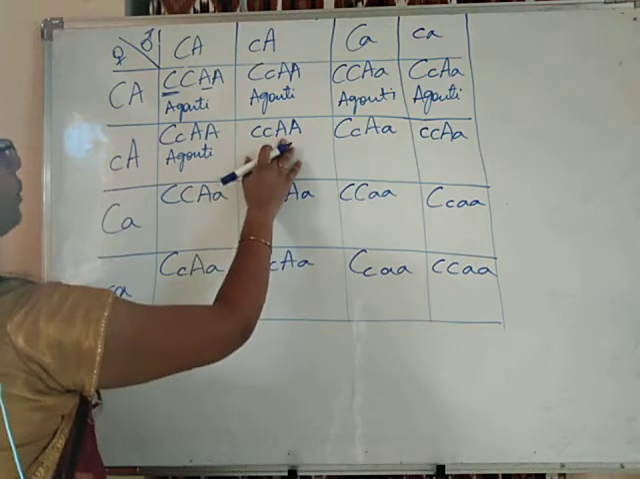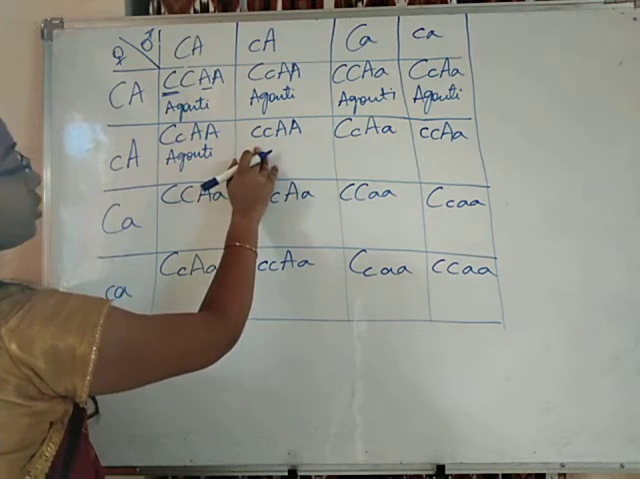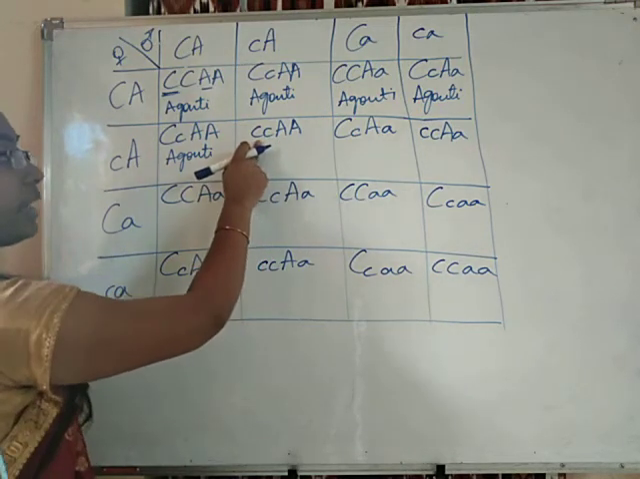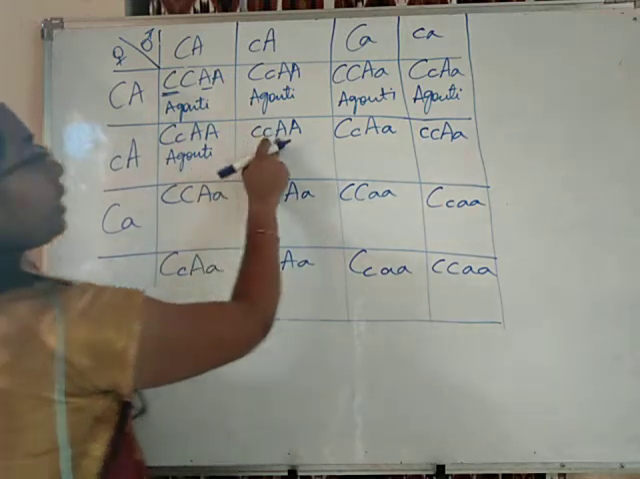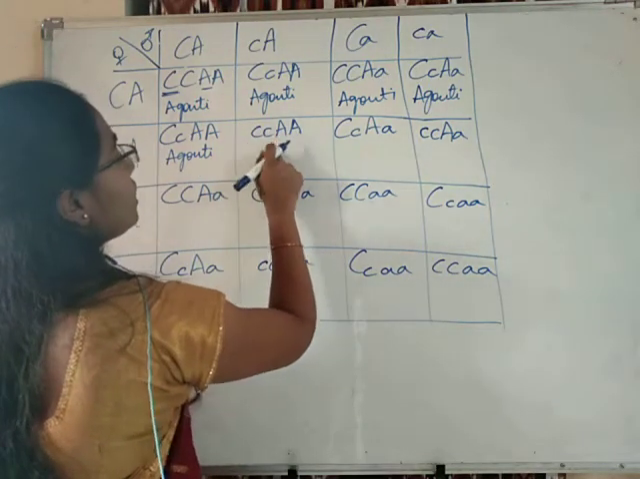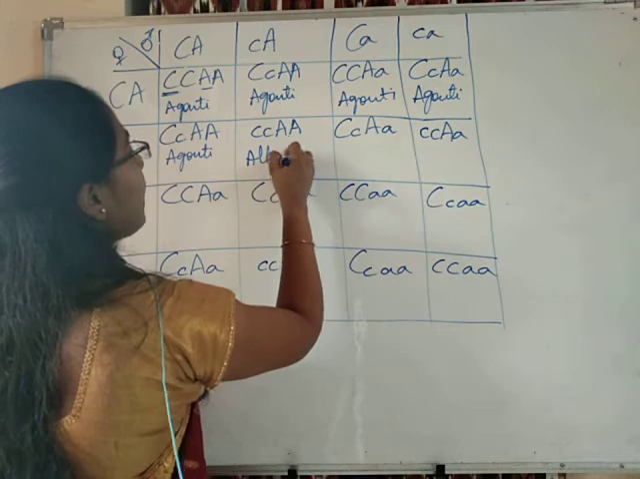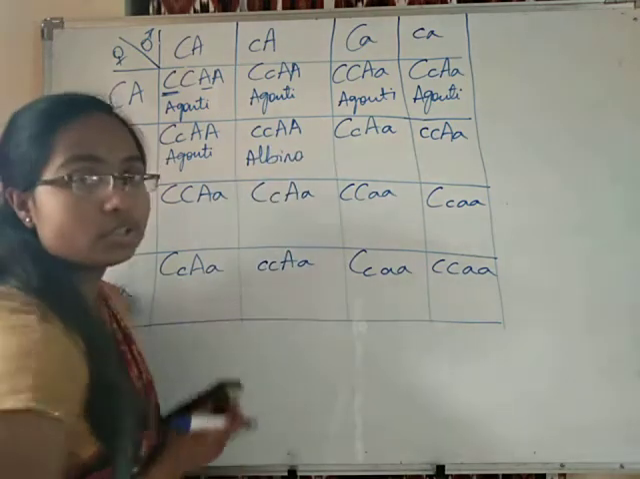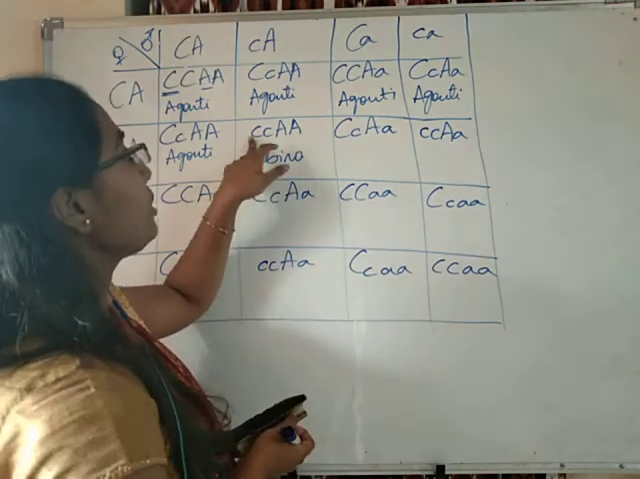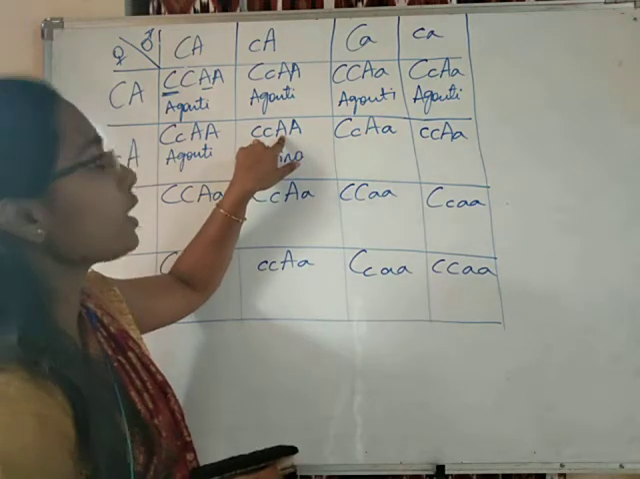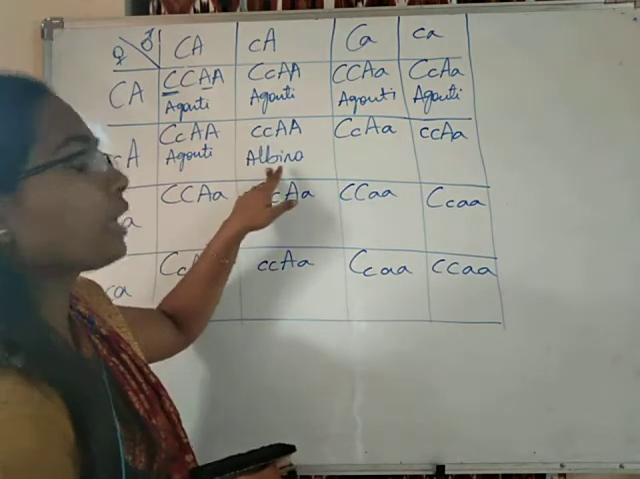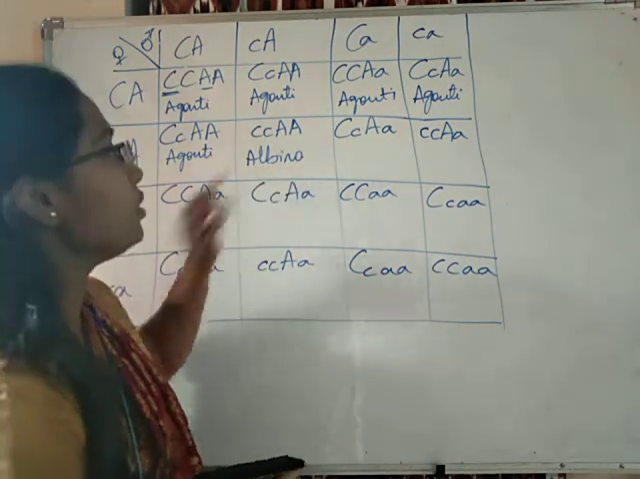Small c and capital A: the dominant allele capital C is not there, so A cannot express itself, so this individual is going to be albino. This individual is going to be albino because there is no capital C to support its expression, so no color is formed and a white individual results.